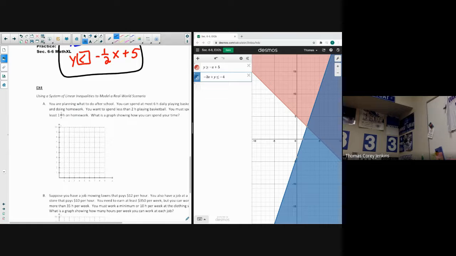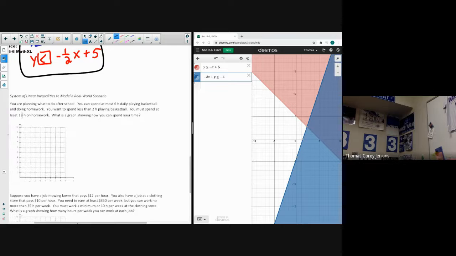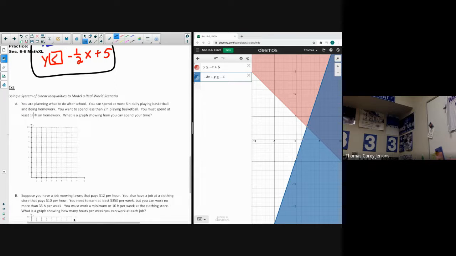And then our last type of examples are going to be these word problems. As far as the graphs go, I'm going to be leaning on Desmos because each of these has three restrictions in there. So in order to save us a little time, we'll use some Desmos. The key will be your ability to take the verbal phrases and turn them into inequalities.